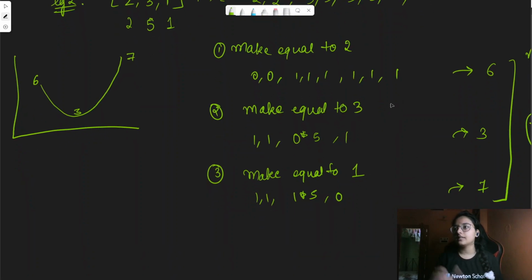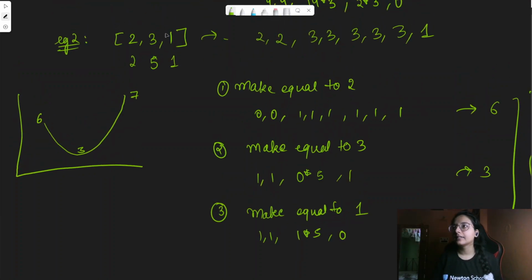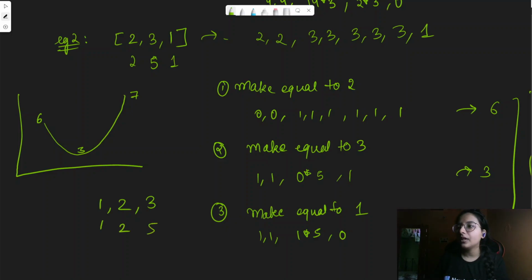Now comes the part that makes all equal to 1. For this purpose, our 1 was present at the last here. If we check that 1, even if it is present at last also, still we would be required to sort it. So after sorting, it will be something like this. Now 1 would be here, 2 would be here, and 5 would be here, right?